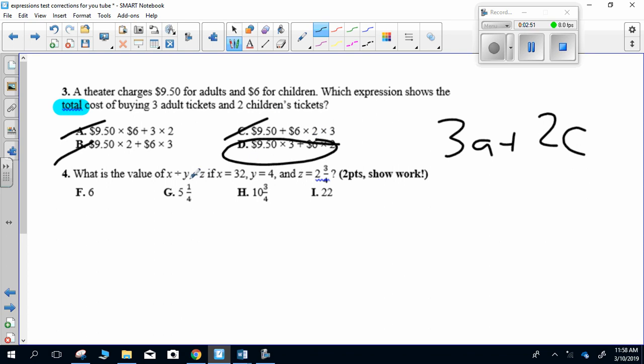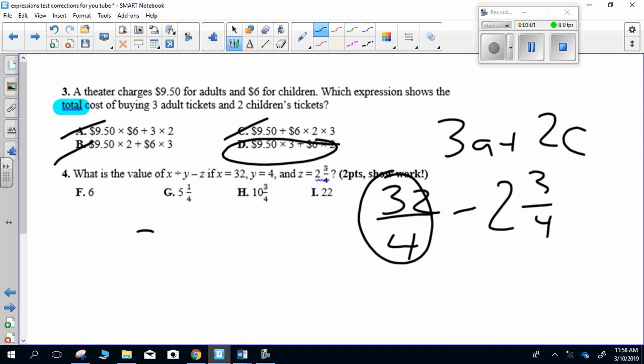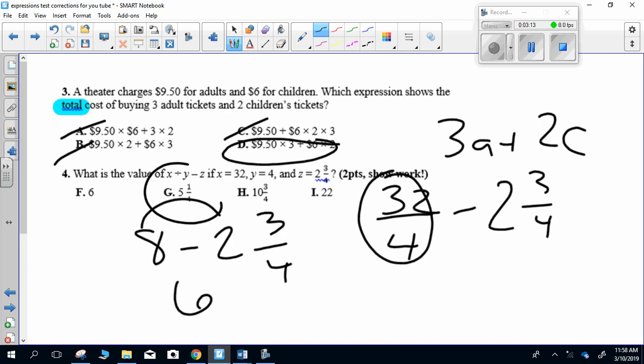Next one, what is the value of X divided by Y minus 2 3/4, where X is 32 and Y is 4? So 32 divided by 4, that's 8. 8 minus 2 3/4. So 8 minus 2, that's 6. But then I need to also subtract that 3/4. So 6 minus 3/4 is 5 1/4.